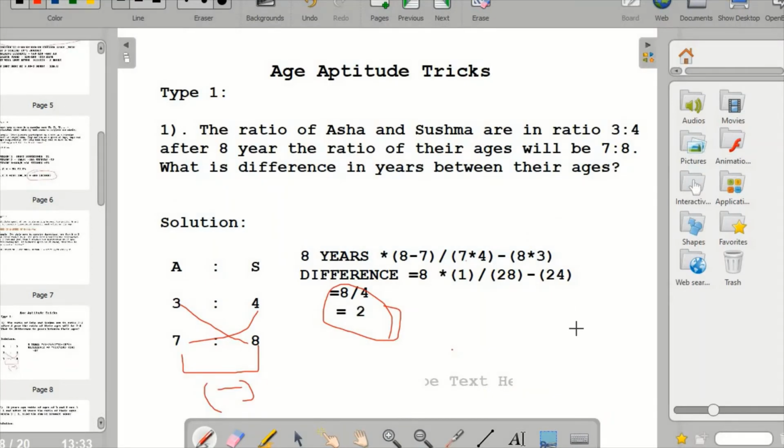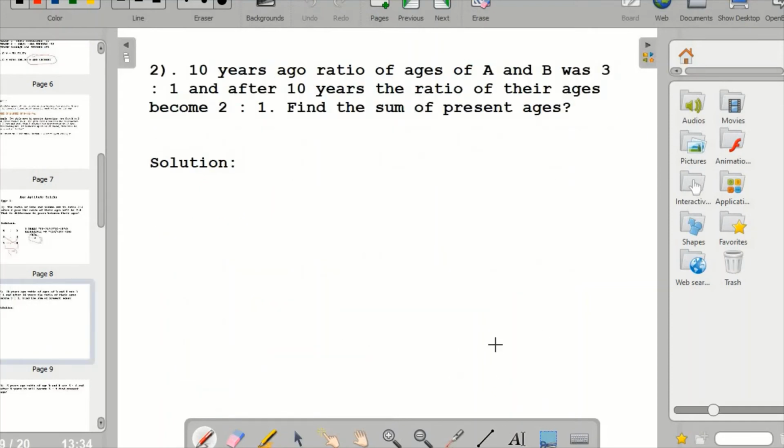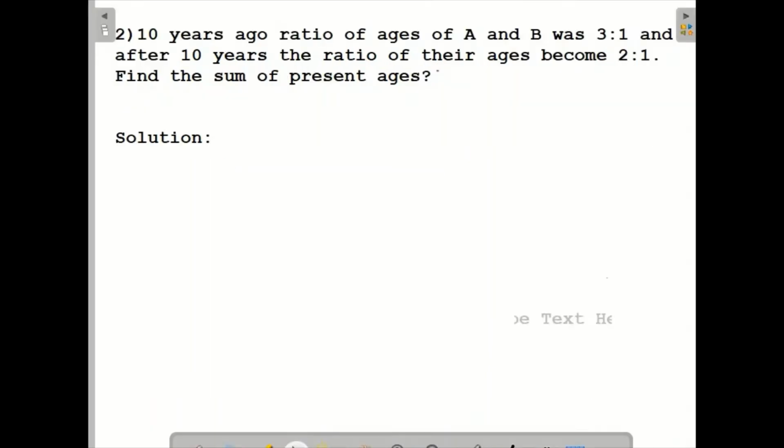So our formula is 8 into (8 minus 7), by the cross multiplication of the previous ratio and the current ratio. We get 8 into 1 by (28 minus 24), which is 8 by 4, equal to 2. Shall we go for the next sum? We have the same type in the next problem also. Let's check. We proceed with the second example.